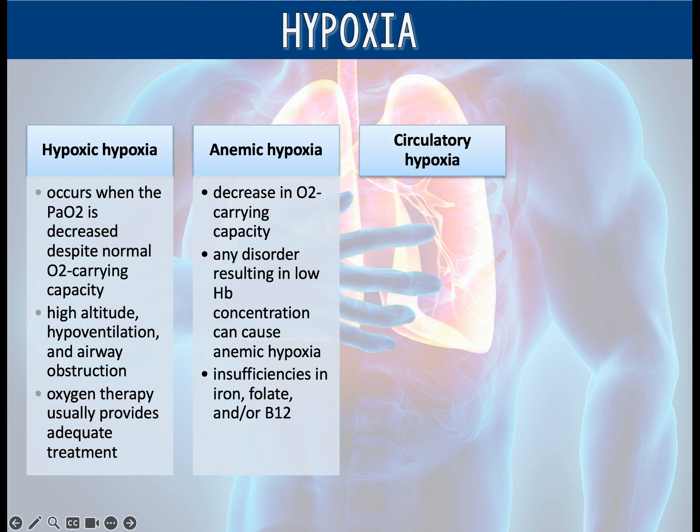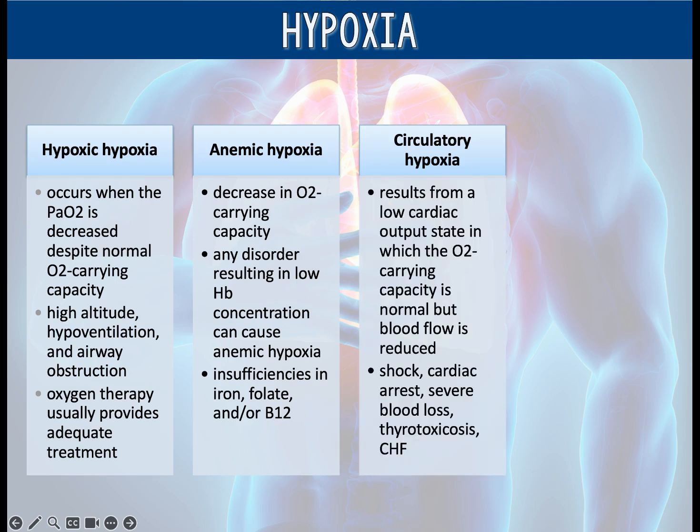So circulatory hypoxia results when you have low cardiac output. And so, of course, low cardiac output, we talked about this already, and I know I keep repeating myself. Low cardiac output, not enough blood being pumped out by your heart, meaning that you don't have enough blood cells, hemoglobin to bind with oxygen. And so your O2 carrying capacity is normal in circulatory hypoxia, but the blood flow is reduced.